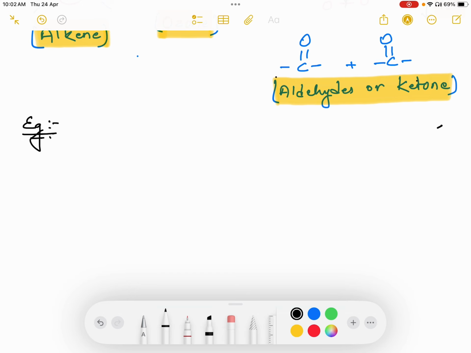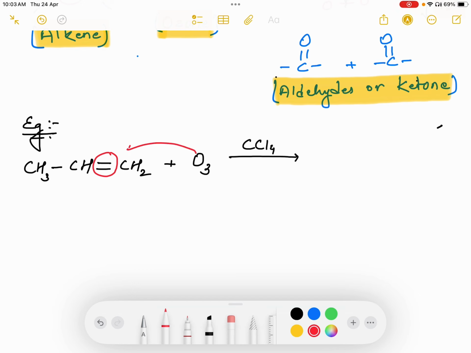So let me take an example of CH3, CH double bond CH2. I'm treating it with ozone in the presence of carbon tetrachloride, CCl4. I already told you that instead of this double bond, you need to insert this ozone right there. So what is going to form is CH3, CH, you remove the double bond, CH2, and here we will have O, O, and O group. The bond will break.